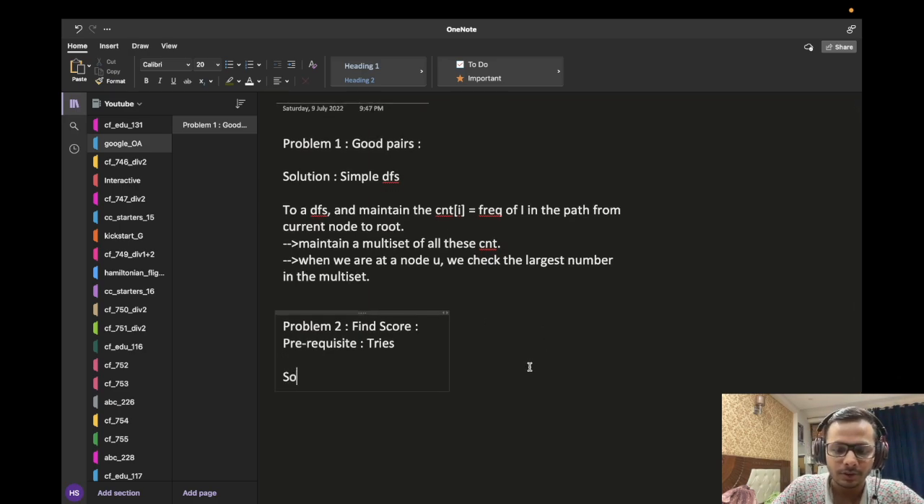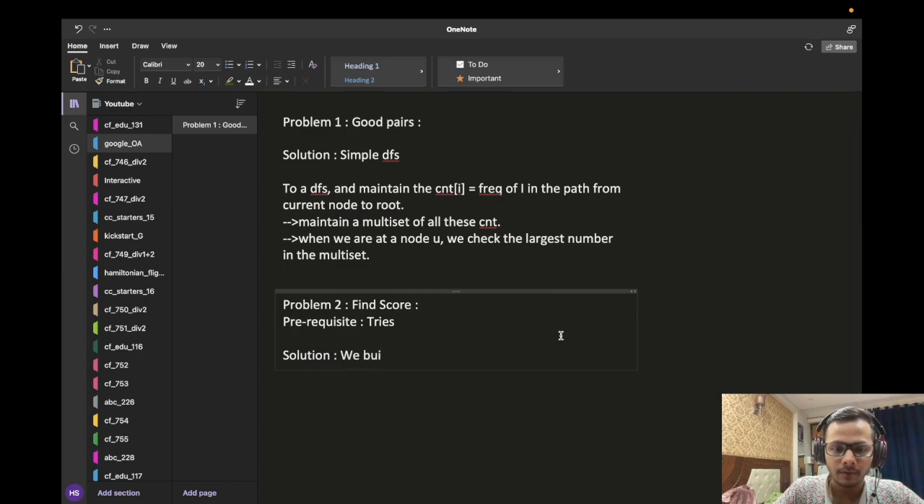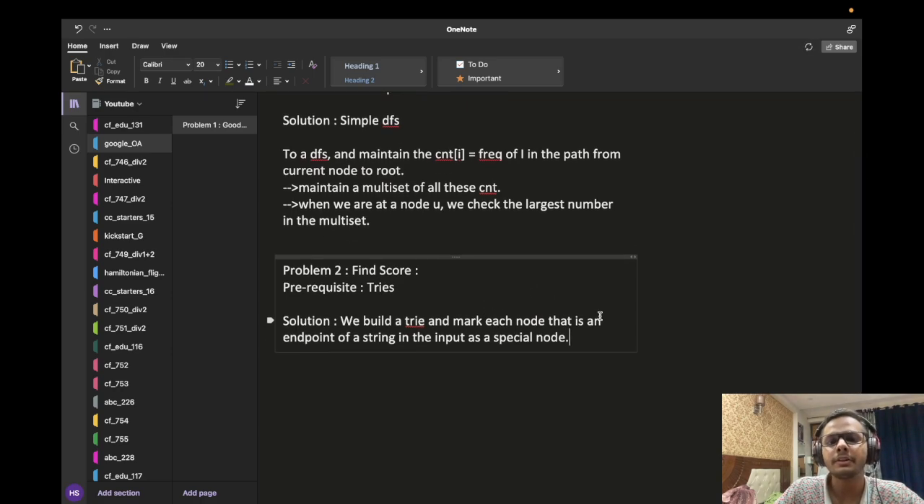So the solution goes something like this. If you know tries, I think this problem becomes really trivial. The solution is we build a trie and mark each node that is an endpoint of a string in the input as a special node, right? We build this trie and we say that a node is a special node in the trie if it is the endpoint of a particular string in the input, right? I think this is a standard practice that we do in every trie: to denote a particular endpoint, we say that this node is special. We mark a node which is an endpoint, right?